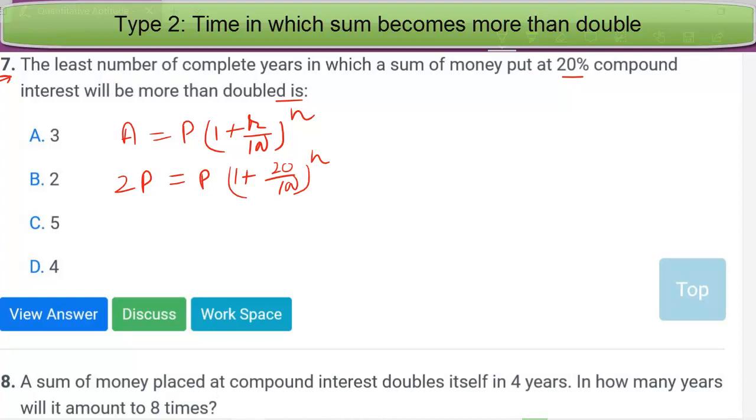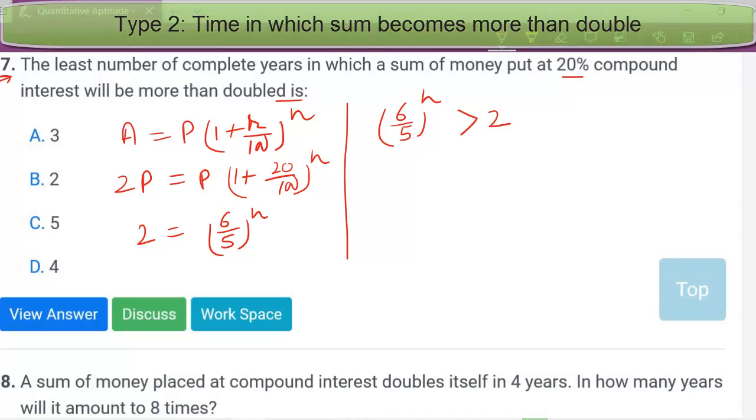So basically if this becomes double, 2 will be equal to 1 plus 1 by 5, so that means 6 by 5 raised to power n, which is equal to 2. But here we have to find that this particular ratio, 6 by 5 raised to power n, has to be more than 2. So you just have to calculate the value of n, and we can find whether 6 by 5 raised to power n is greater than 2 or not.